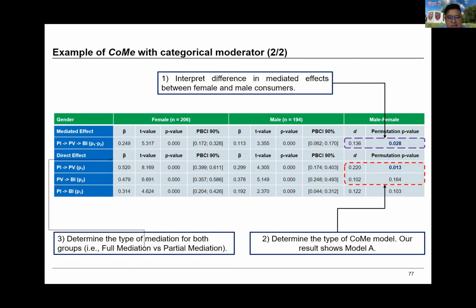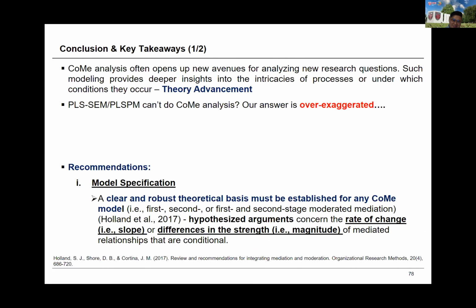Last but not least, we can determine the type of mediation for both groups. In this result, you can see that the female and male indirect effects are significant and the direct effect is also significant. We can claim that female and male, both of these subsamples, are actually partial mediation. So we are done, and we have a conclusion and key takeaways for you.